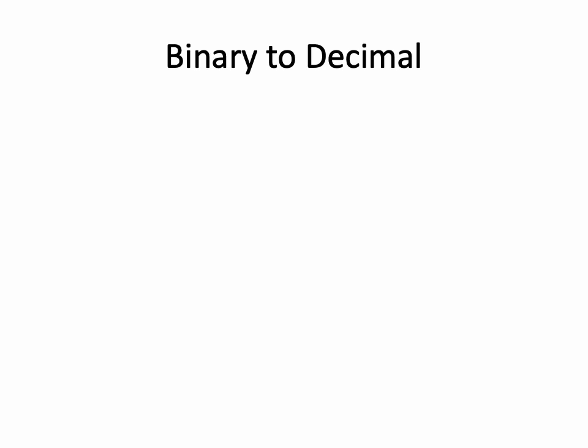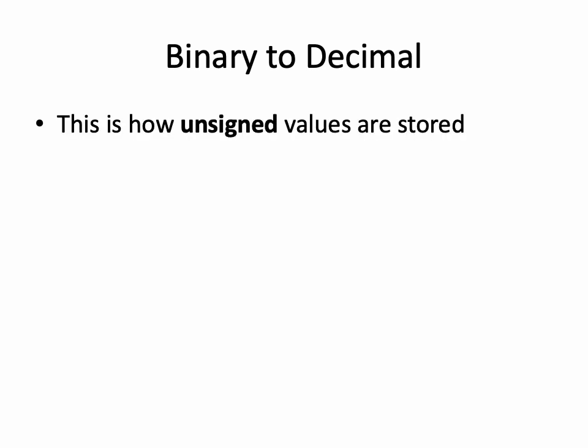Now that we know what binary looks like, we can talk about converting between binary and decimal. By the way, this is just how unsigned values are stored. Unsigned here just means we're only going to talk about positive values for now, and we're not going to deal with any negatives, just for the time being.